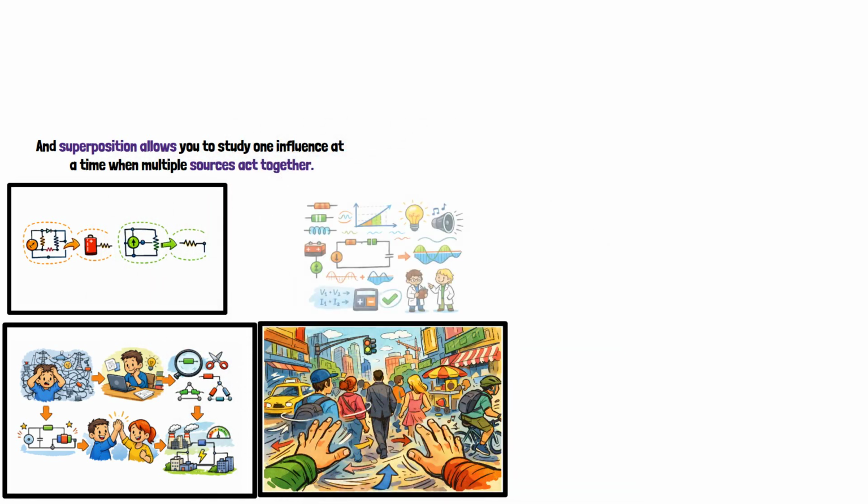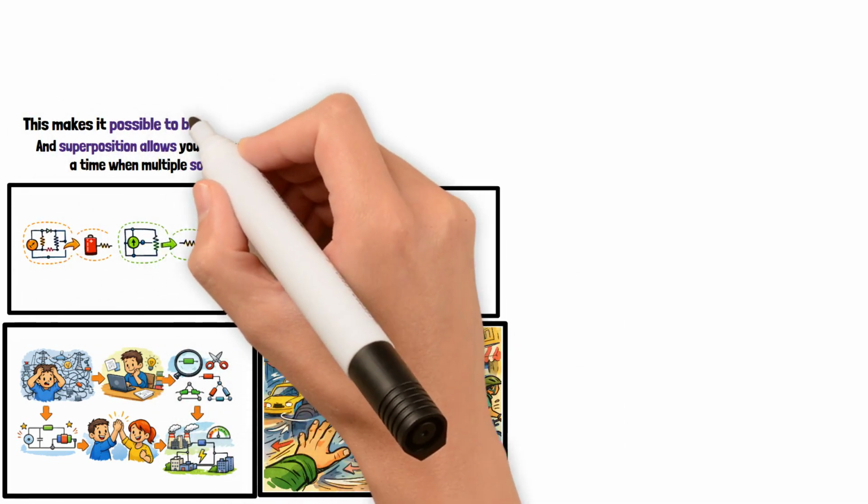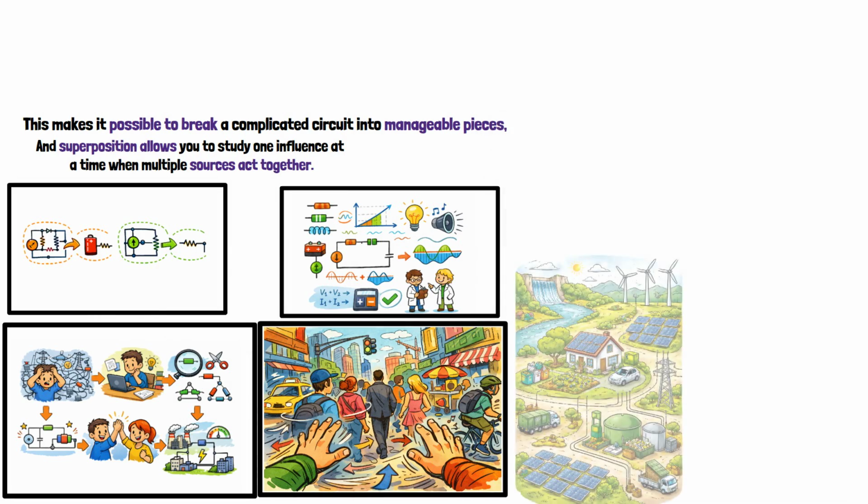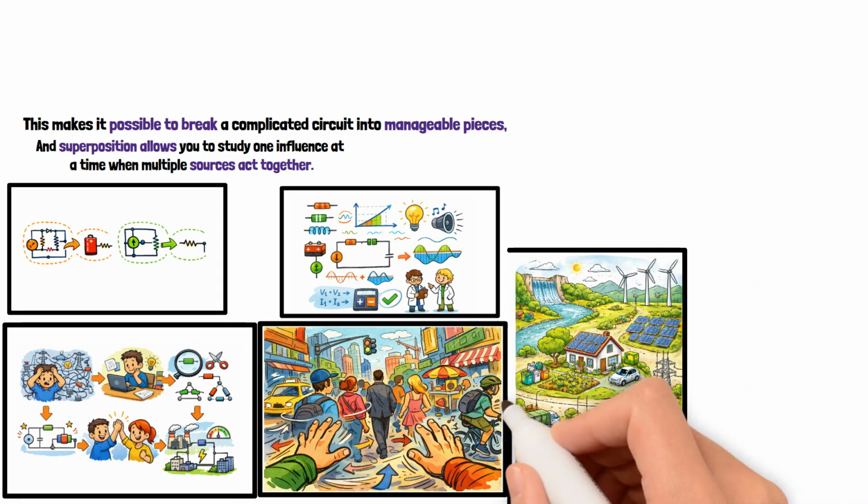At a deeper level, these theorems rely on the linear behavior of electrical components, where responses add up predictably. This makes it possible to break a complicated circuit into manageable pieces, analyze each part independently, and then combine the results to understand the full system. Instead of solving everything at once, engineers reduce complexity step by step.